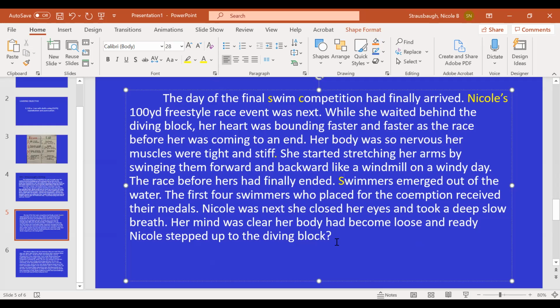Nicole was next. She closed her eyes and took a deep, slow breath. Her mind was clear and her body had become loose and ready. Well, that sounds like a complete thought, because then Nicole stepped up to the diving block. Well, that doesn't make sense. So we're going to put a period here, and we're going to put another period right there.